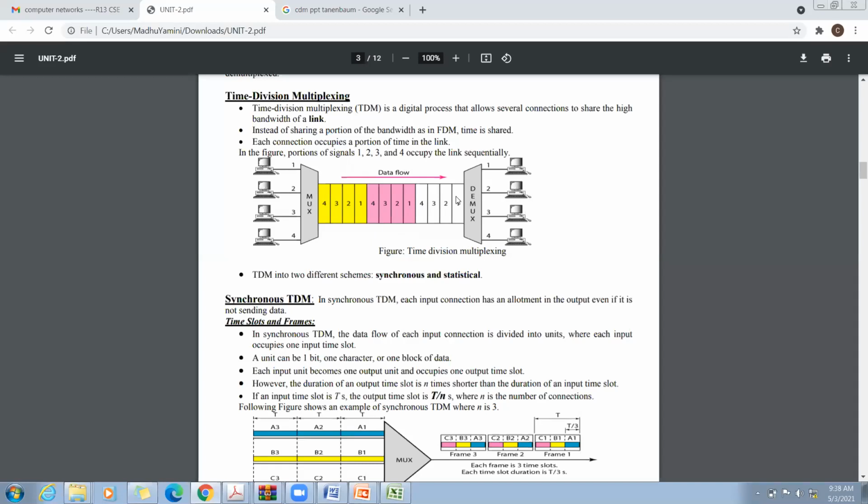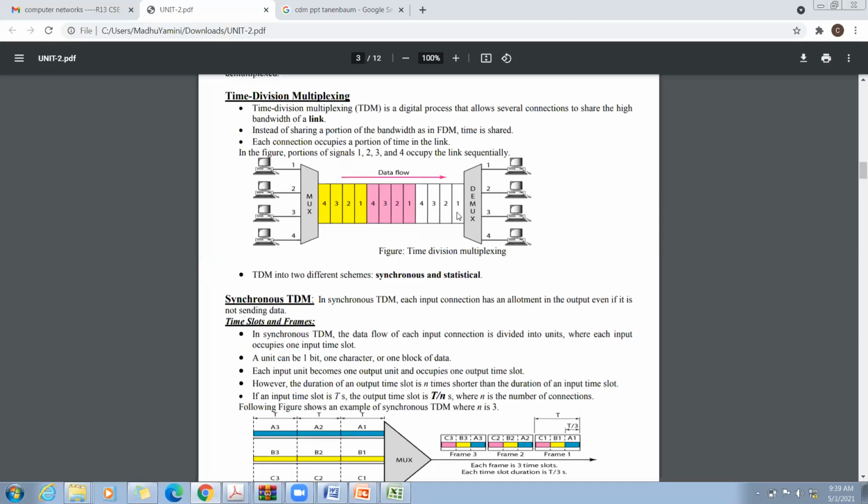Suppose this is slot 1. That means this particular time interval is allocated for connection 1, or system 1, to transmit the data. No other station or connection is permitted to transmit data during this time interval. Like that, this is allocated for 2, this is allocated for 3 and 4. If any time remains, that will be allocated for systems. These time intervals are allocated in a round robin fashion.